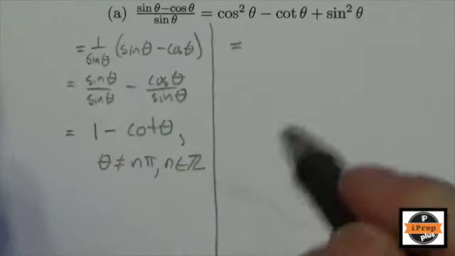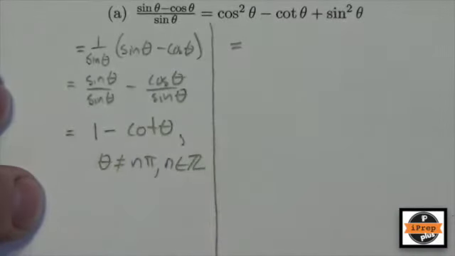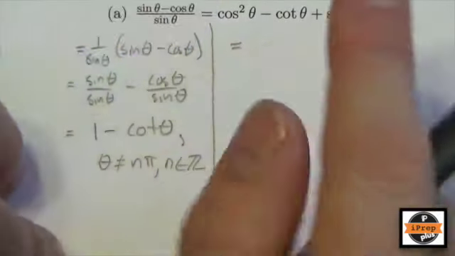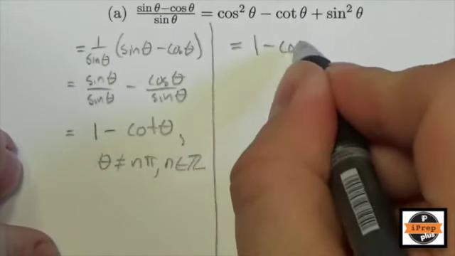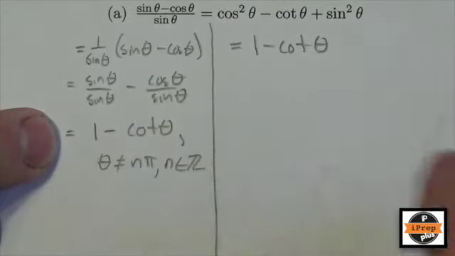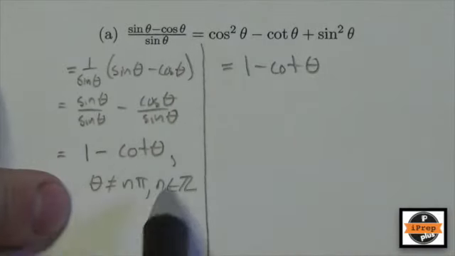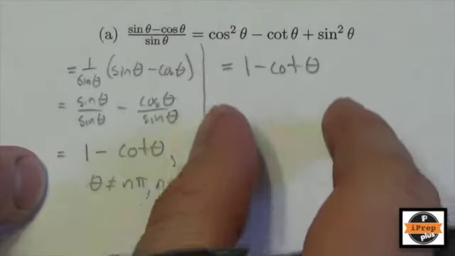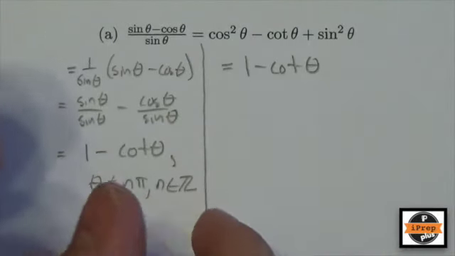On the right-hand side, are there any Pythagorean identities? And yes, there are. Cosine squared plus sine squared is 1. And so immediately we get the 1 minus cotangent of theta popping out. Now, do I have the same restrictions? Does the right-hand side have the same restriction? And the answer is yes, it does.